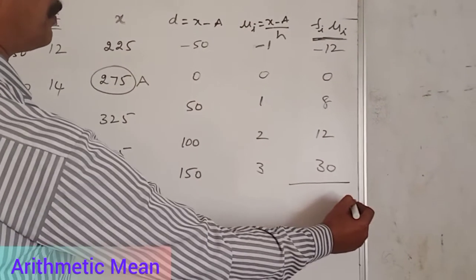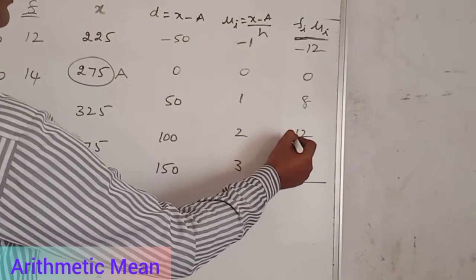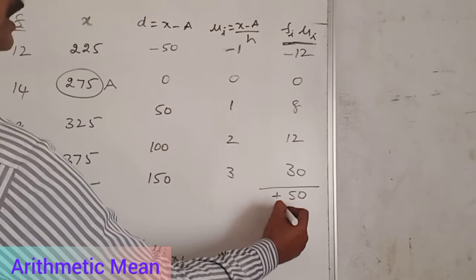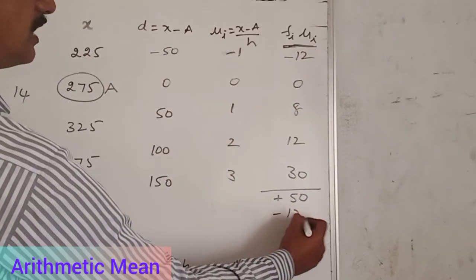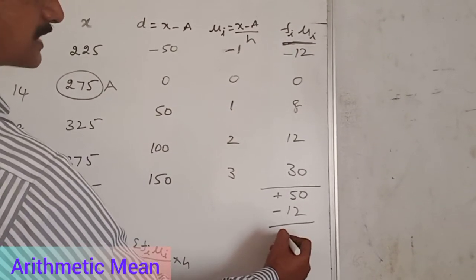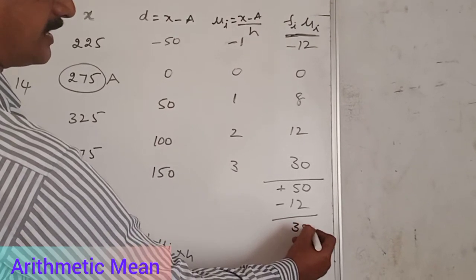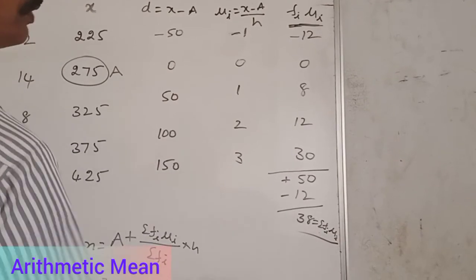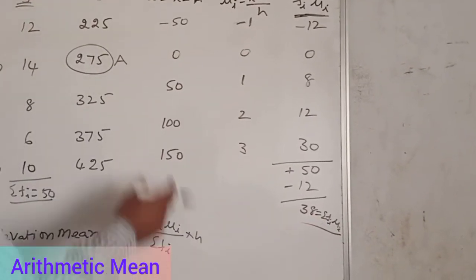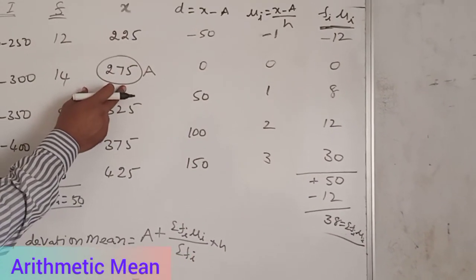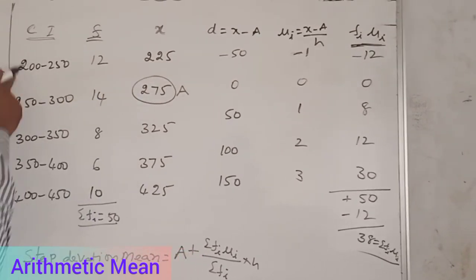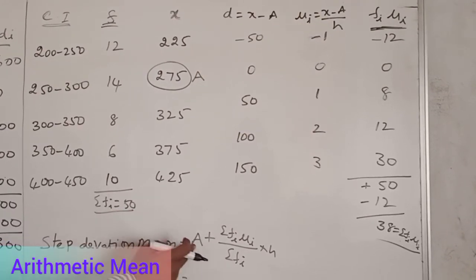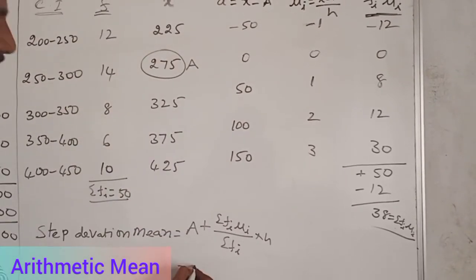Add the positive values. 30 plus 12, 42, plus 8, 50. And minus 12, so it equals plus 38. That is sigma f i u y. Sigma f i u y equal to 38. A value 275, and class size or class interval value equal to 50. Sigma f i value 50.